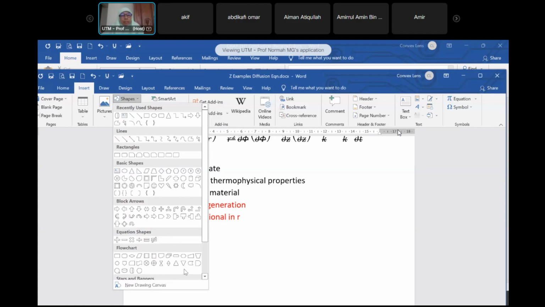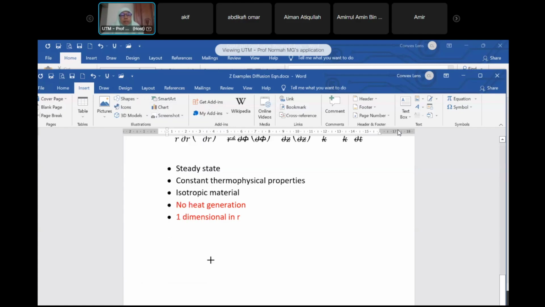Quarter circle. Maybe like that. It's almost like a quarter, is it? Yeah, maybe. You just assume this is... no, that's bad.